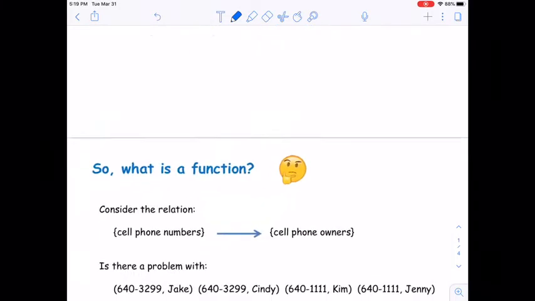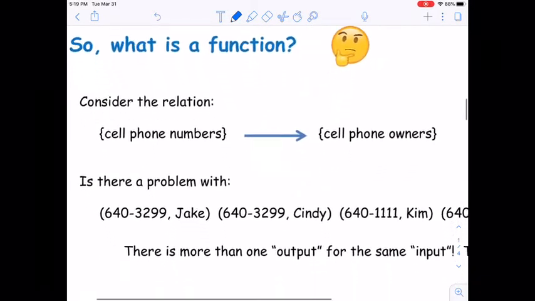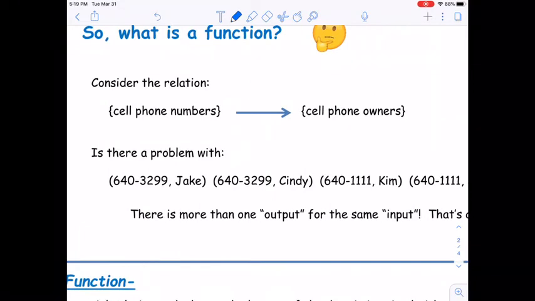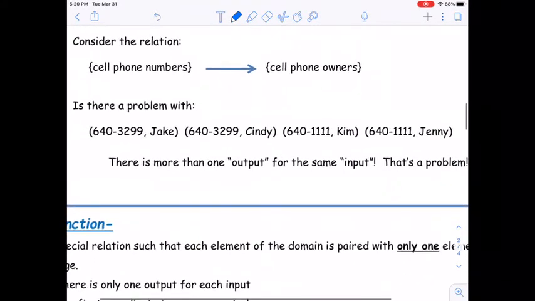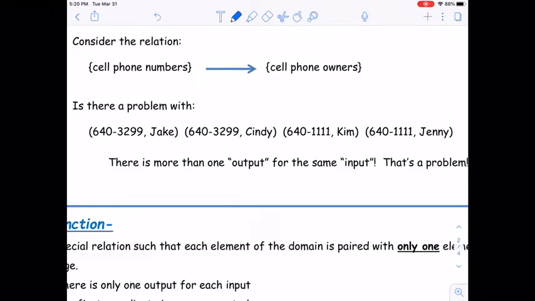So what is a function? Well, think about a relation where we would have cell phone numbers paired up with the cell phone owners. So look at this relation. Do you see any problem with it? Notice 640-3299. That goes with Jake, but it also is Cindy's phone number. So if I dial that number, who am I going to get, Jake or Cindy?